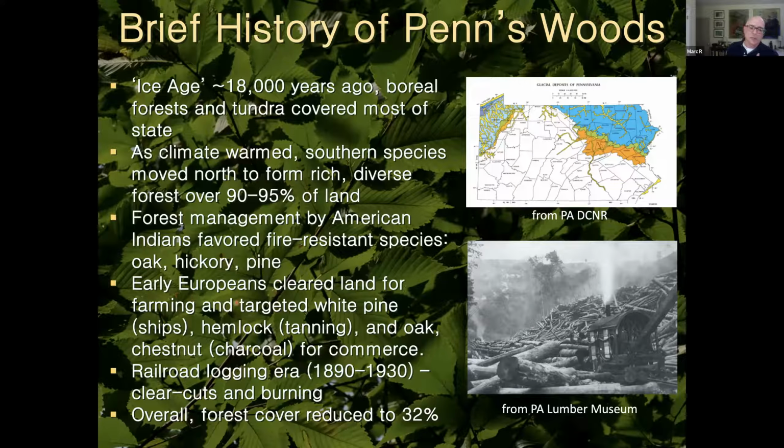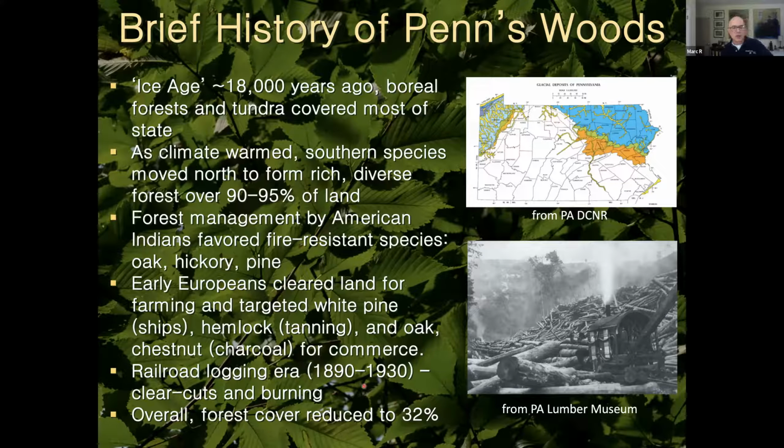That favored fire-resistant species like oaks, hickories, and pines. So when early Europeans came, those were some of the predominant species, but they also focused on these gorgeous, gigantic trees. They needed them for things like shipbuilding. So they targeted the white pines with tall straight trunks, the hemlocks for tanning. Tanning leather was huge business. They used to just cut down hemlocks, strip the bark and leave the tree to die, and use the bark for tanning. Those beautiful, gigantic hemlocks. And oaks and chestnuts were just killed for charcoal to use in industrial furnaces and stuff.